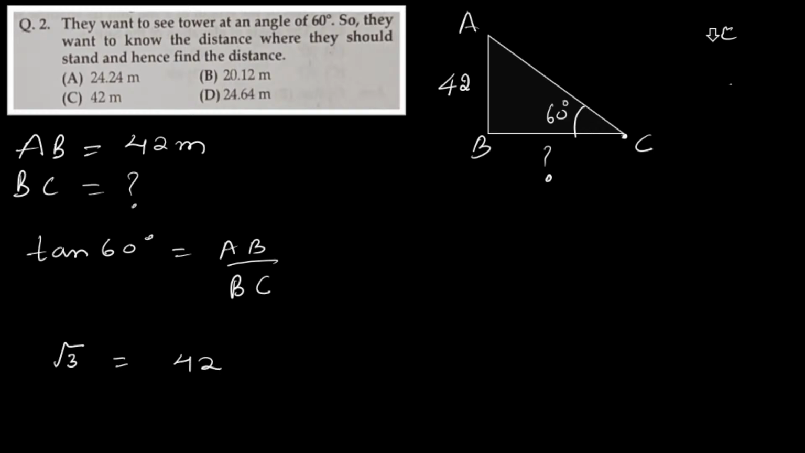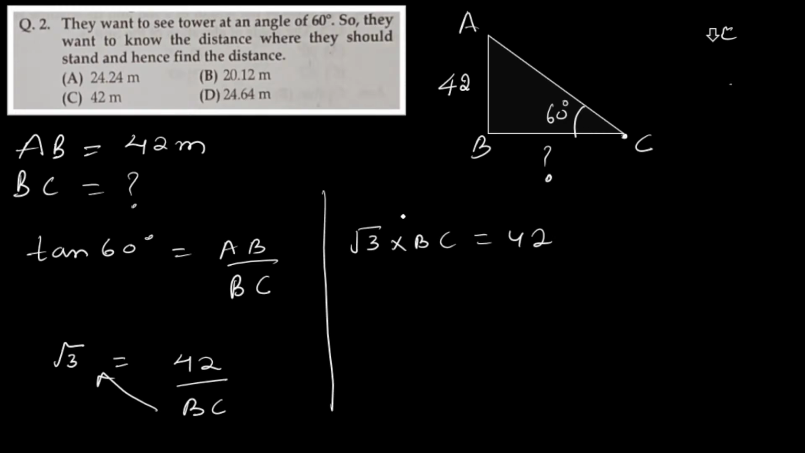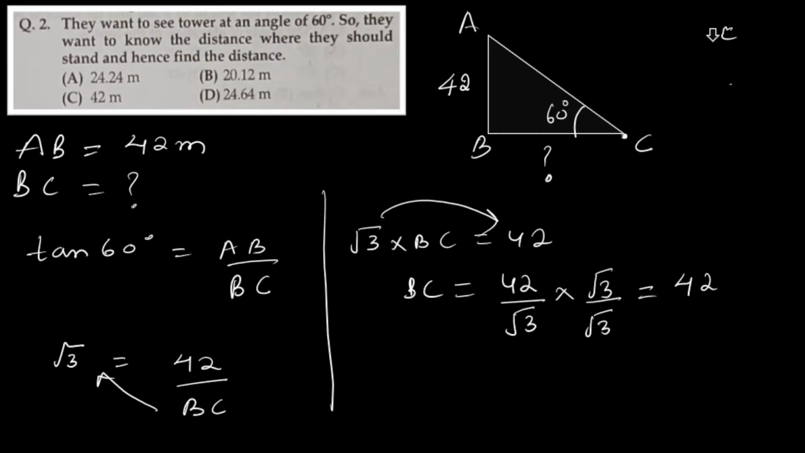AB's value is 42, BC we have to find. So we shift BC to the other side: root 3 into BC is equal to 42. So BC is equal to 42 divided by root 3. Divided by root 3, an irrational number, so rationalize it. Whenever you have an irrational number in the denominator, we can rationalize. So it will become 42 root 3 by root 3 into root 3, which is 3. Now we can do cancellation here. 3 into what will we get? 12. Is it correct? No.